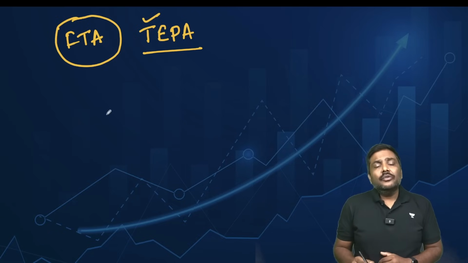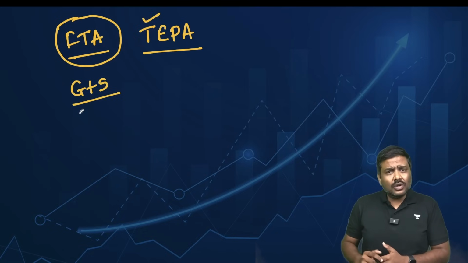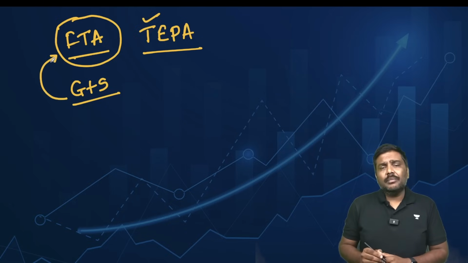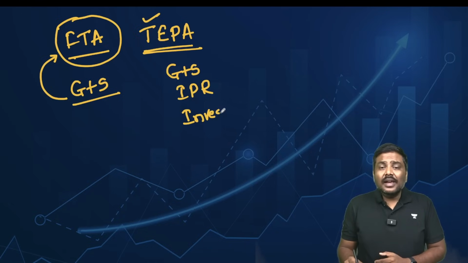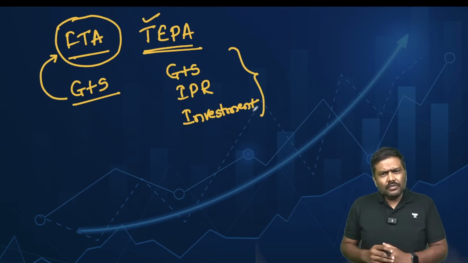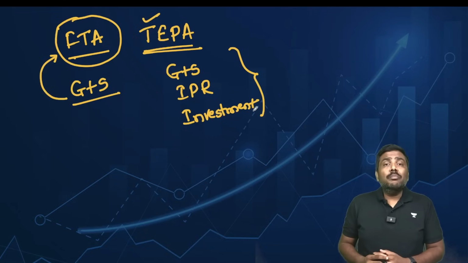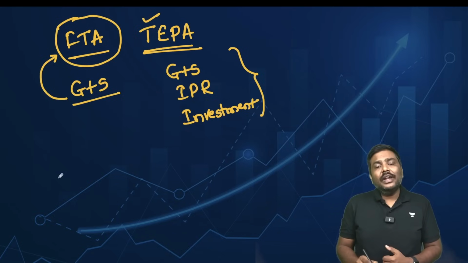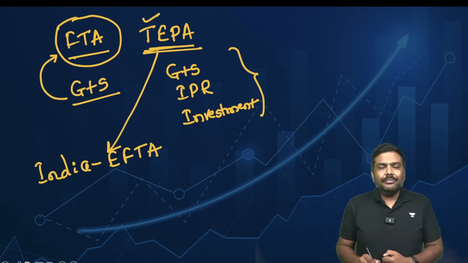Please understand this. Whenever the agreement will cover basically goods and services, that is reduction and elimination of tariffs on goods and services, we will simply call this a free trade agreement. But whenever the agreement, that is the package, will cover goods plus services, along with that, let's say intellectual property rights, investments, etc., that is the package goes beyond just goods and services, we will use different names. For example, we can call this a comprehensive economic partnership agreement. There is also one more term, comprehensive economic cooperation agreement, but in the context of India and EFTA, we use the term Trade and Economic Partnership Agreement. This is point number two.